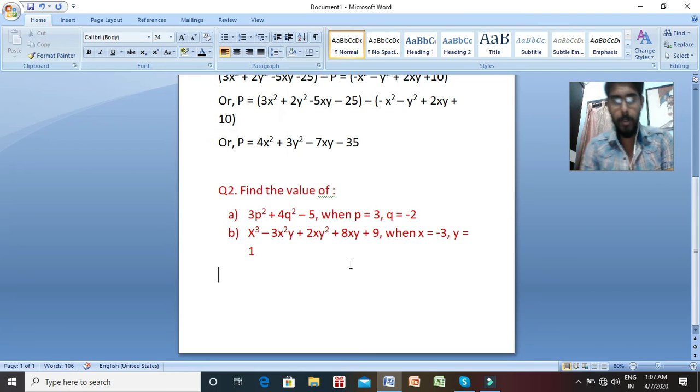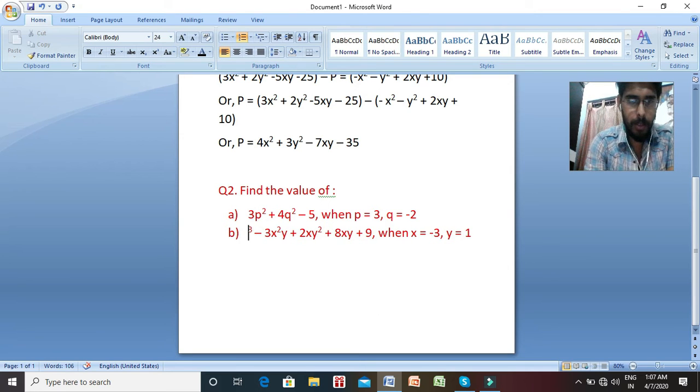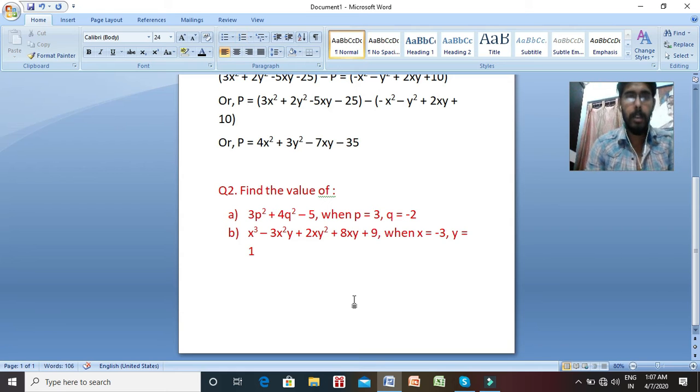Alright, so this is our next question, question number 2. Find the value of this particular expression if p equals 3, q equals minus 2, and this particular expression if x equals minus 3, y equals 1. Now, this x should be a small letter one. So yes, this is the one. In order to answer this very simple question, we just need to put the values of p and q which have already been given to us, and add, subtract, do whatever, and find out what result we are getting, right?